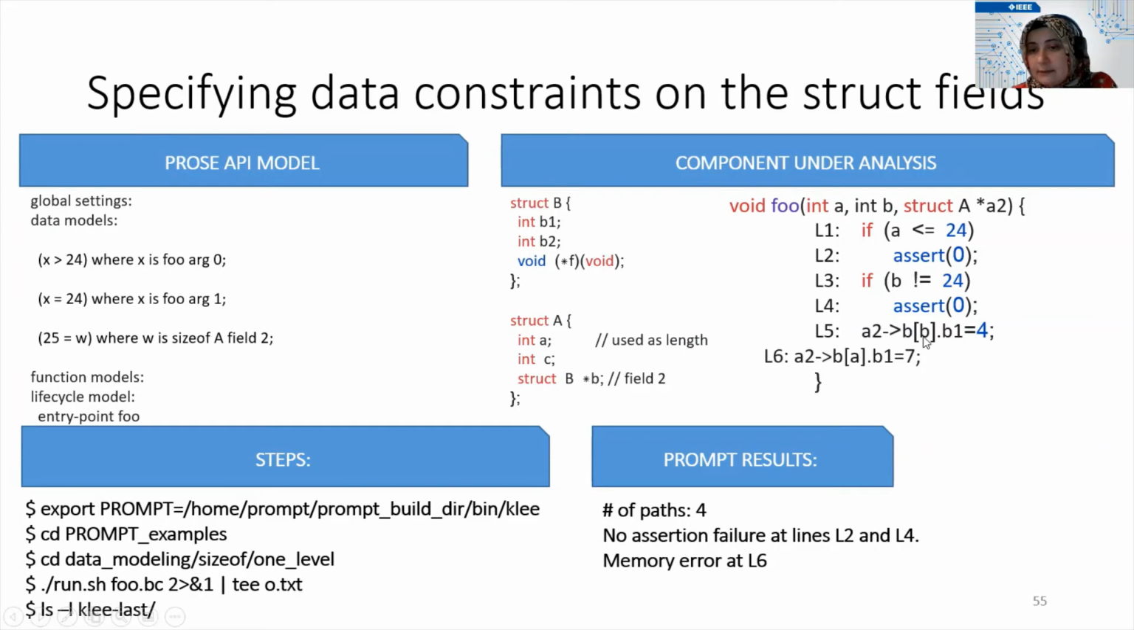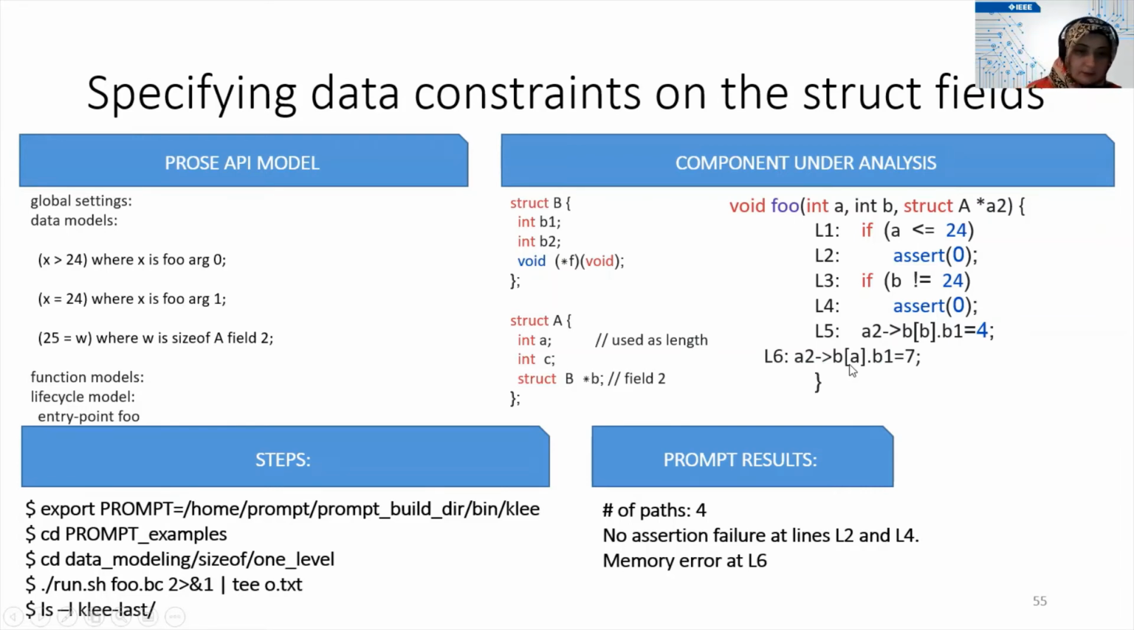The index B, which is the second argument that we use, since we initialize it to 24 here, should be a legal index, because the size of the B field inside the A struct is 25. But if we use A, which is declared to be greater than 24, this should not be a legal index for this array. So we should get a memory error at L6.